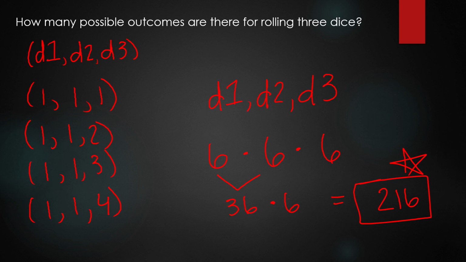So if you ever are rolling 3 dice for a board game, whatever you roll, you had a 1 out of 216 chance of rolling that, which is kind of crazy when you think about it, because the order of the numbers can change a bunch.